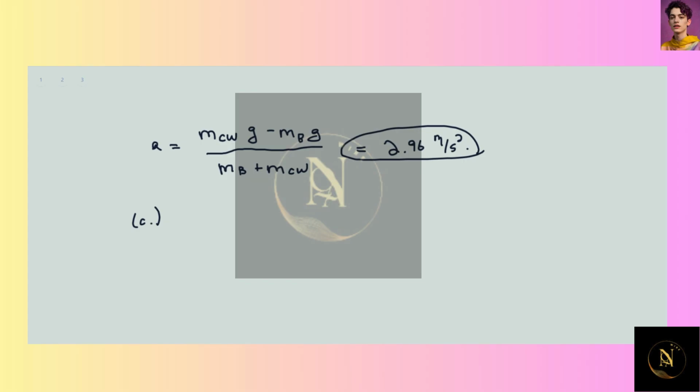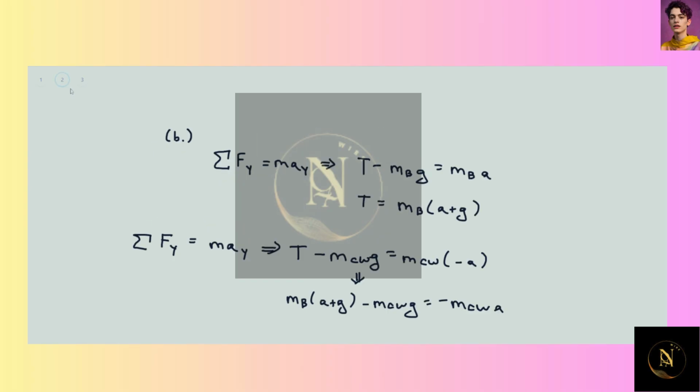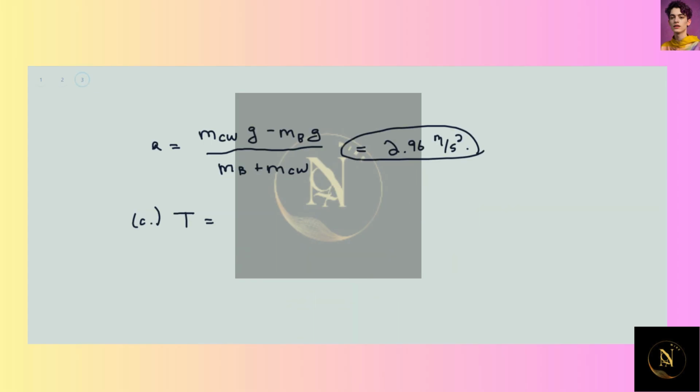Part C is asking us for the tension in the rope, and we can use a form that we found earlier, at the beginning of part B. We're going to use this right here. It's equal to mass of the bricks times A plus G. G for this problem we set to be positive, and we found for the bricks A is also positive. And so when we plug in all these values, we get 191.4 newtons.